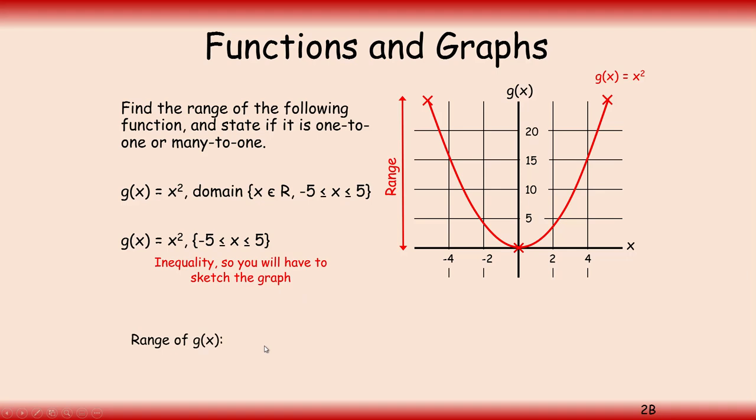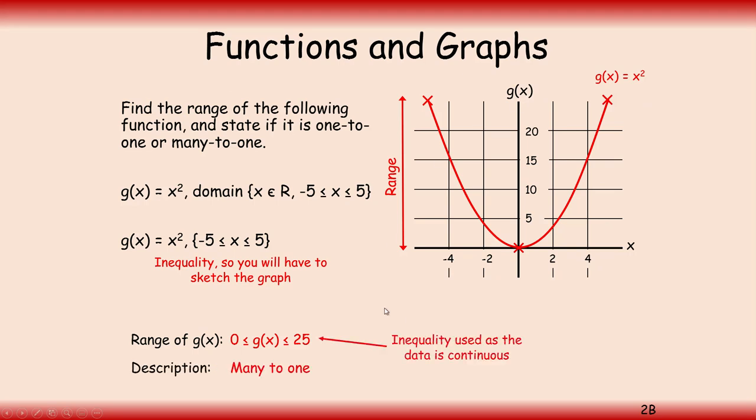So we can write the range of the function as 0 less than or equal to g of x less than or equal to 25, going from 0 to 25. And what kind of a function is it? Like I say, -5 and 5 give you the same value. So many values from the domain will give you one value. So it's a many-to-one function. Good. Make a sketch, make some notes, and we'll have a look at the next example.